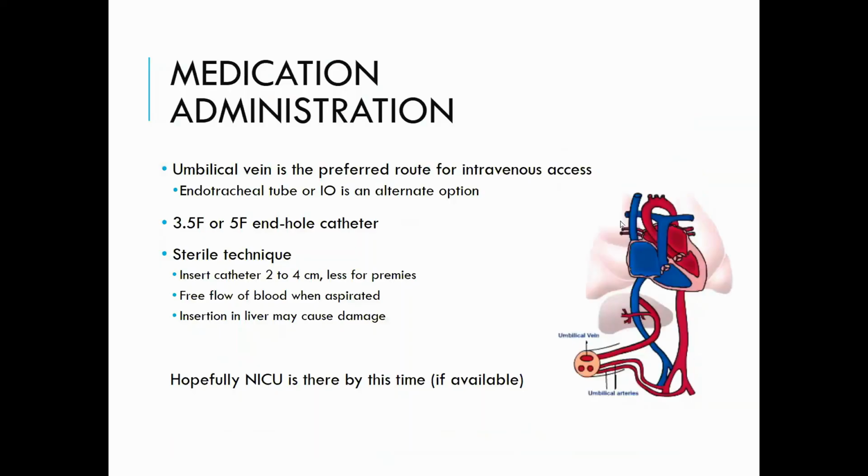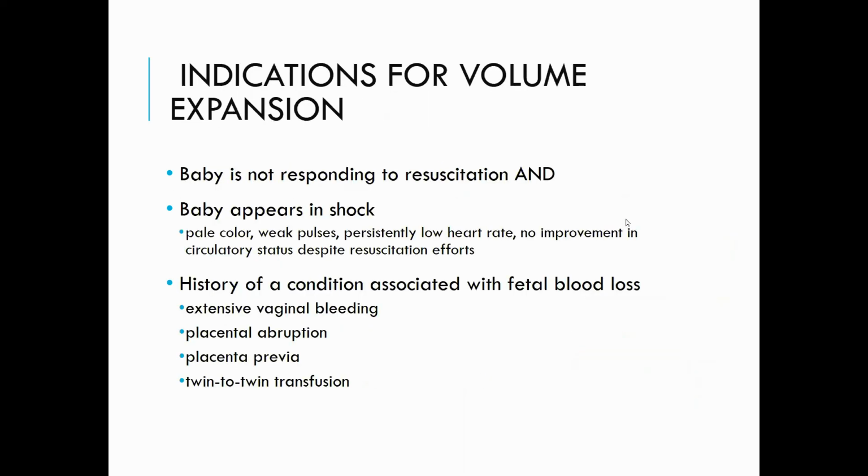So in the ER, it might be difficult for us to obviously get a line on this newborn or establish an umbilical venous access. So ET tube and IO are really good options for us. If you do want to put in an umbilical line, I'm not going to go through all these steps. You guys are going to have plenty of time to practice this on one of your procedure days. And hopefully the NICU's there to put in the line at that time.